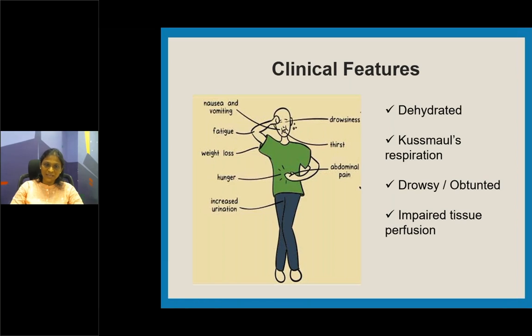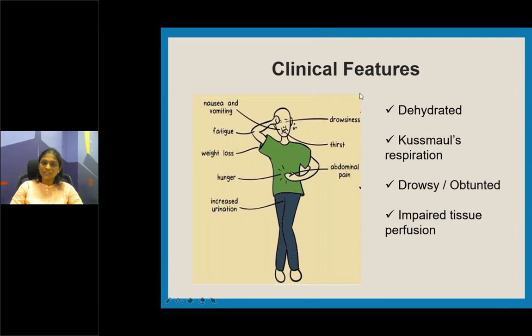When they go into DKA, they start having excess nausea, vomiting, and a vague abdominal pain. This ketoacidosis actually triggers the CTZ and causes nausea and vomiting. And the cause for abdominal pain in children with DKA is thought to be related to mesenteric ischemia.